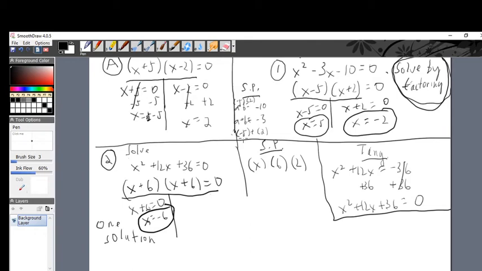And I have some room. Let me cordon off this area right over here and see if I can get some work done in here. Here's another classic quadratic equation. Problem number 3.